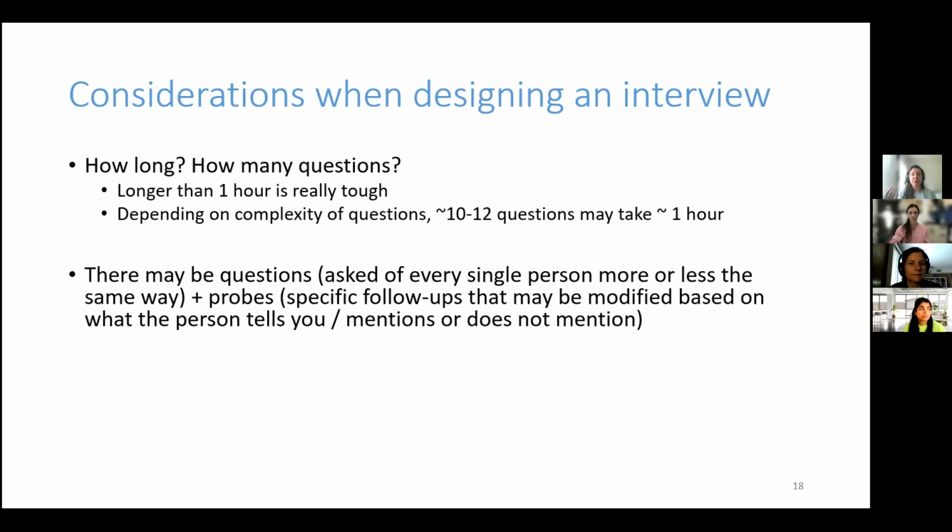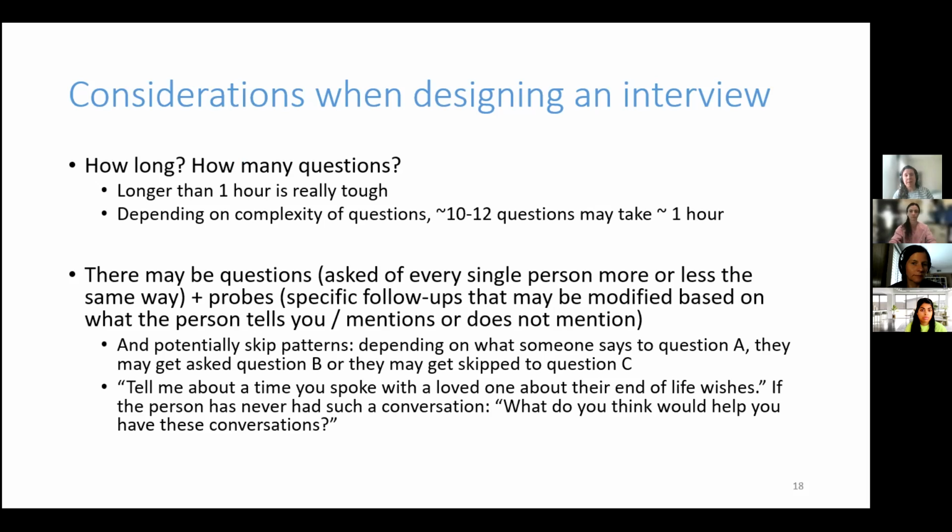And then you can also write in probes. And probes are specific follow-ups that the interviewer can modify based on what the person tells them or what they mention or omit. So you might have a question like, what are some things your doctor does to help support your adherence to ART? Tell me about those. And then you might have probes like, if the person didn't talk about SMS reminders, make sure you ask them about that, right? So you might have these specific things that you want the interviewer to specifically ask about so that you're sure it's captured.